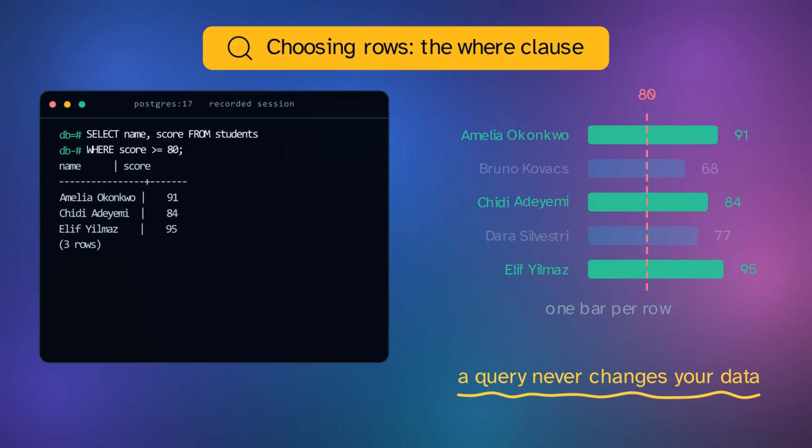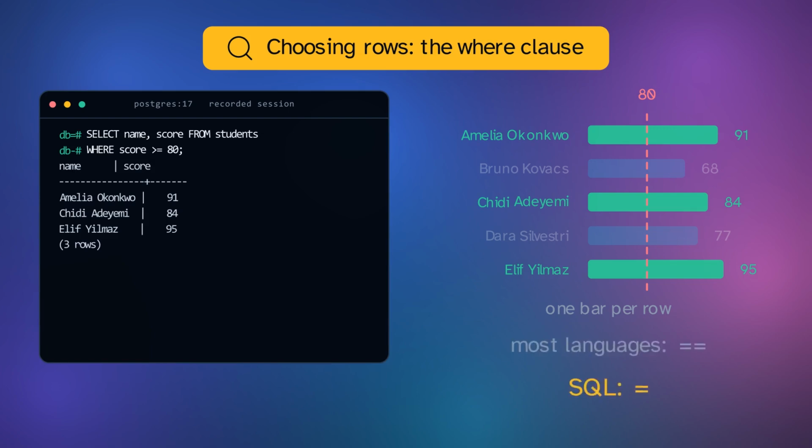greater than or equal to is written as two symbols, greater than, then equals. You also have plain greater than, less than, and equals. And here is something that trips up anyone who has programmed before. Equals is one equals sign, not two. In most programming languages, a single equals sign means assignment, and a double one means comparison. In SQL, there is no assignment here, so one sign is all you need.